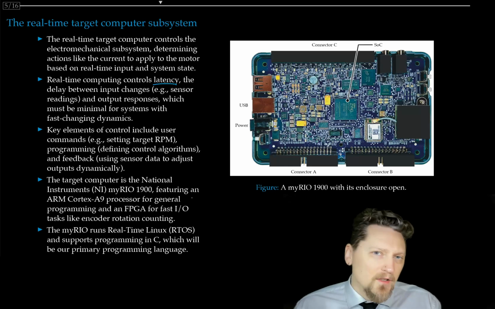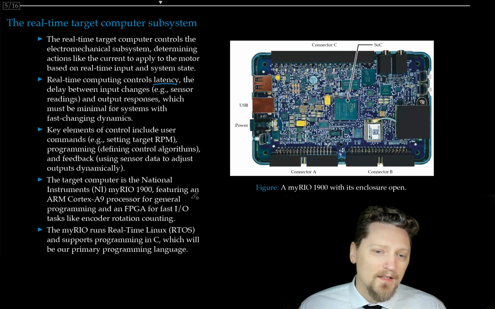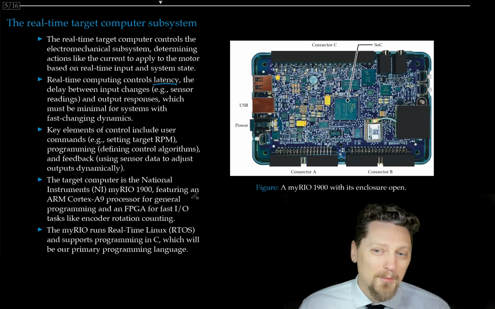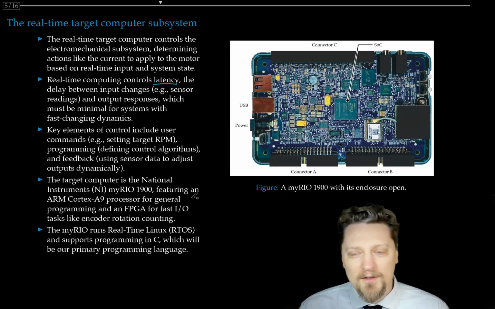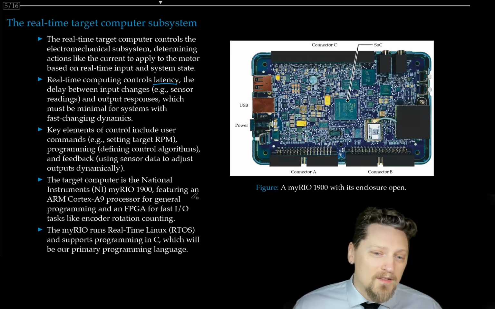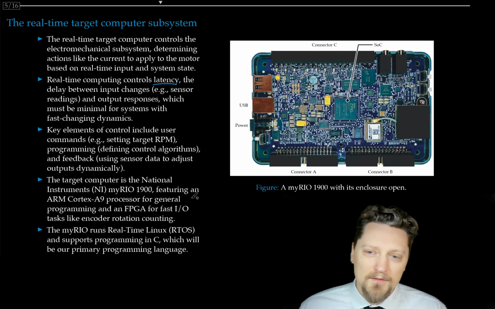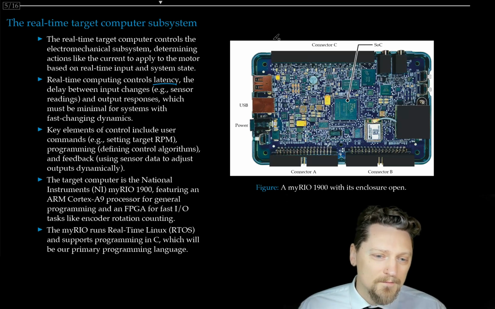FPGAs are actually called field programmable gate arrays. They're pretty general devices that can be used to emulate a lot of different digital hardware. However, what we're using it for mostly is for really fast input and output. So we're not going to be programming the FPGA in this course. The FPGA is going to be operating in the background and doing tasks like counting the encoder pulses for us. So it's a really nice aspect of the MyRio board. It's one of the reasons why we use it.